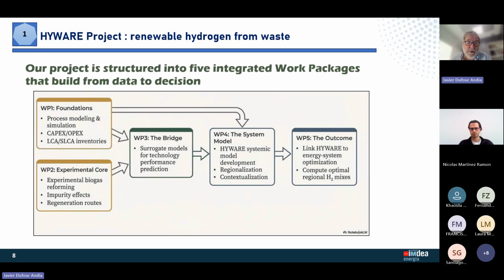Work package 2 was developed for the lab work, and then all the information from these 2 work packages was mixed in work package 3, where we developed surrogate models to integrate into the HYWARE framework. That was in work package 4, which also includes the regionalization and contextualization of this project. And finally, we linked the HYWARE model to energy models to compute the optimal regional hydrogen mixes.